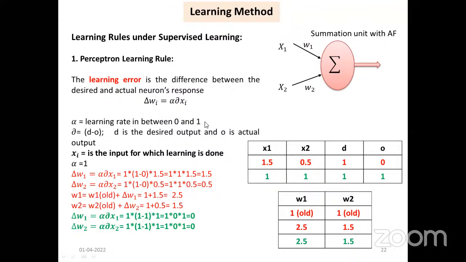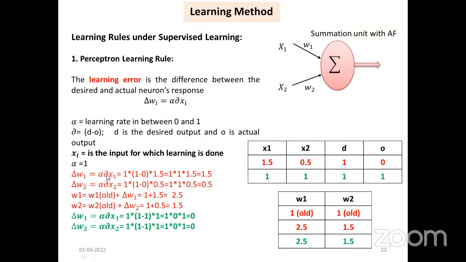We can take any value, but this value has a huge impact. That's a different topic also. So we can choose any one of them. In our example, we are going to take 1, but in practice, 1 is not taken. And here, this is del. Del is the learning error, or the learning signal. We already talked about this: the difference between the desired and actual neuron's response. So d minus o, this is the actual desired output and the output which is generated from the neural network. That is represented by del, and that's called the learning signal or learning error.